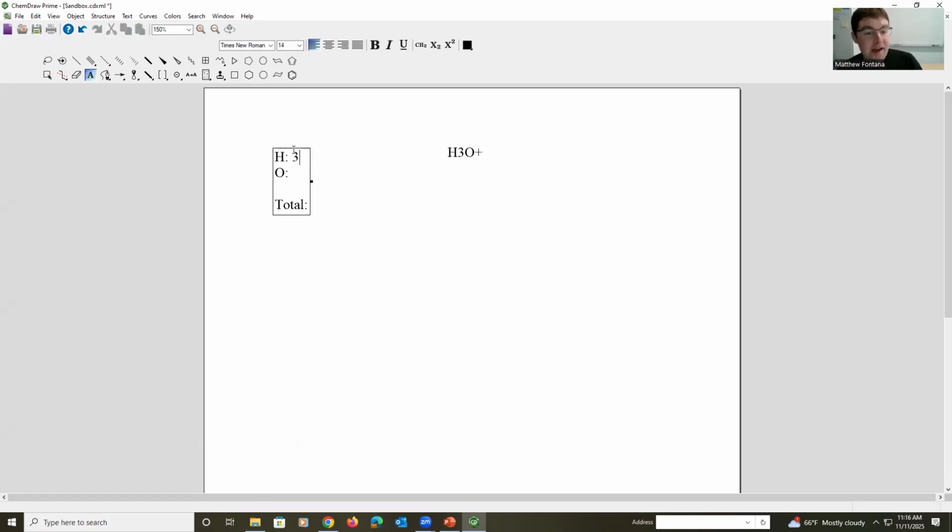So we have 3 hydrogen atoms. Hydrogen is in the first column of the periodic table. So each hydrogen brings to the party 1 valence electron. And that means the 3 hydrogen atoms bring a total of 3 valence electrons to the party. We go to oxygen. We have 1 oxygen atom, and oxygen is in the sixth column of the periodic table. And so it brings to the party 6 valence electrons. And when you do that, you get a total of 6 valence electrons from the oxygen atom. Okay, so that's the number of valence electrons that we have from hydrogen and oxygen.